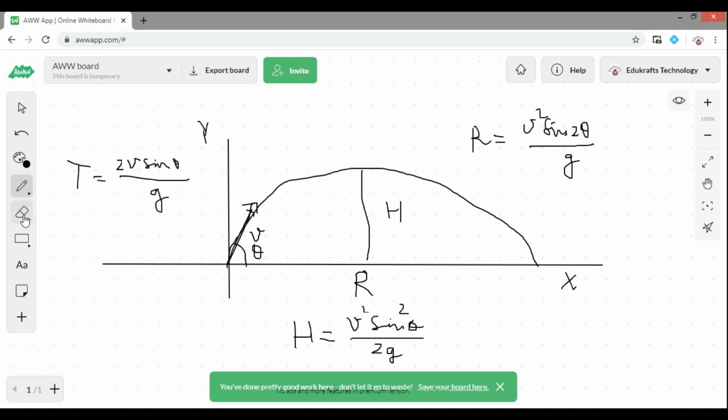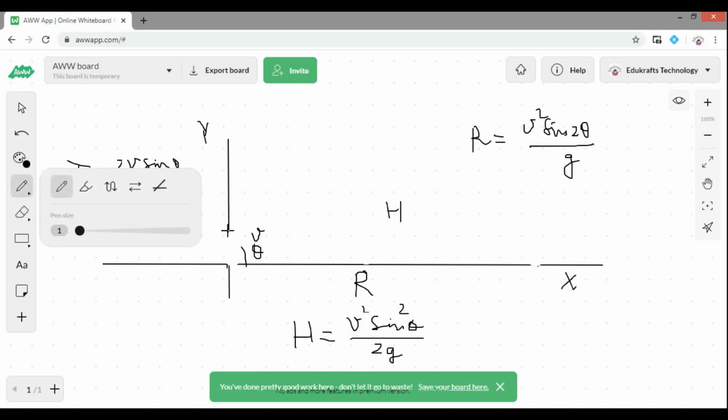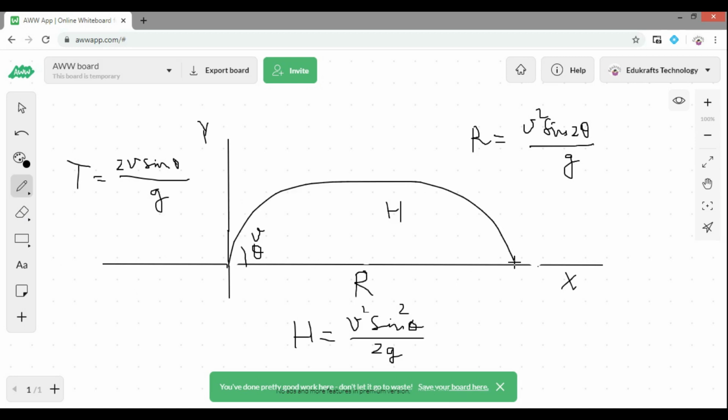The important factors are the horizontal distance it will cover, which is given by the formula R equals v square sine 2 theta upon g, and then the maximum height that the projectile will attain, which will be H equals v square sine square theta upon 2g, and the time of flight, capital T, equals 2v sine theta upon g. So these are the three formulas I'll be using.